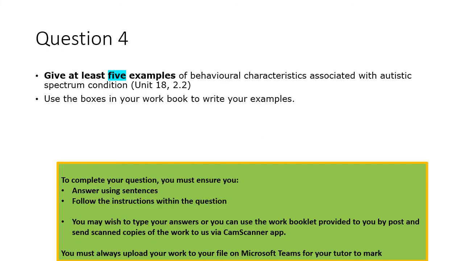And from the research and the previous slide, you need to answer question number 4 and give at least 5 examples of behavioural characteristics associated with autistic spectrum condition. And use the boxes in your workbook to write your examples. And you're given the example, and you can say a little bit about what that behavioural characteristic might be.